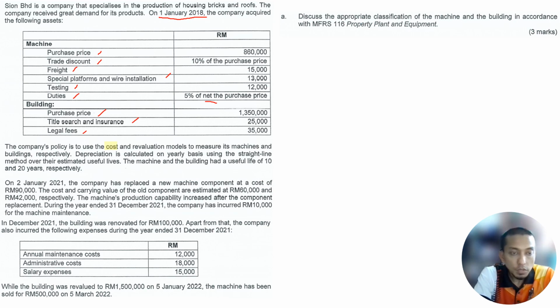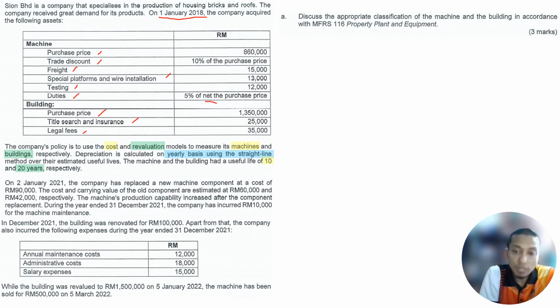So the company policy is to use the cost and revaluation model to measure its machine and building. This one I just differentiate the color: machine is yellow color, and building is green color here. Blue color is general one. So it is a yearly basis, straight line method. Machine is 10 years, building is 20 years. So you can see it is a yearly basis.